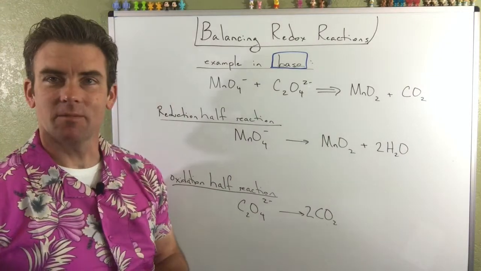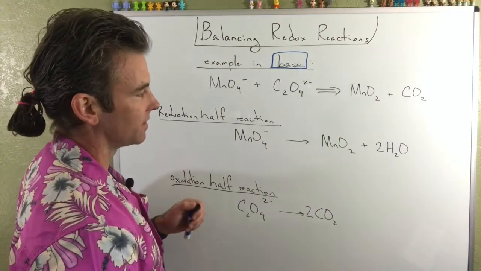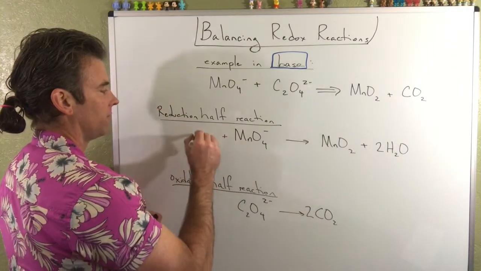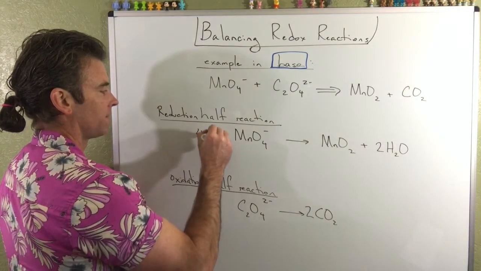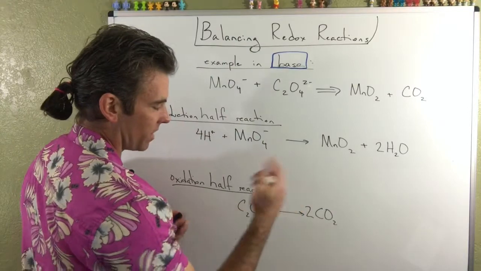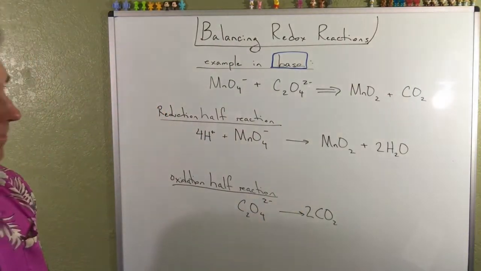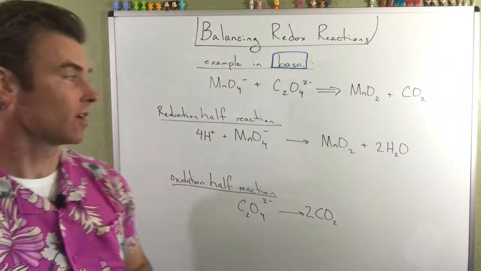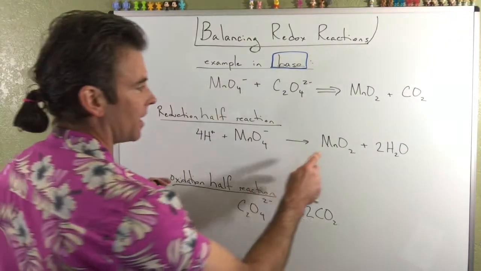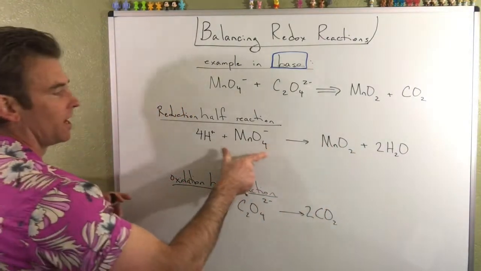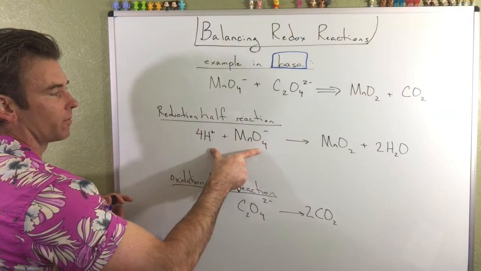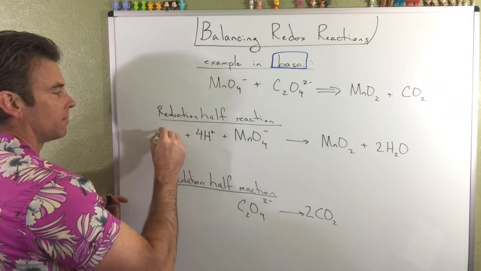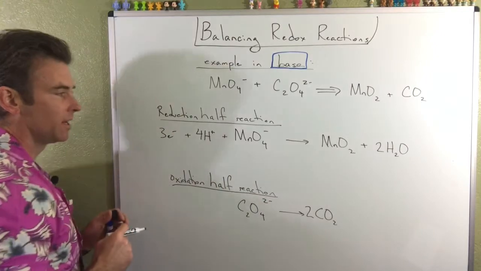Move on to the next one, which is to balance with H pluses. So it looks like we need 4 H pluses over here. Come down here, we have no H pluses, we're good to go. Very next step is to balance the charge with electrons. At this point, I've got a neutral charge here, and I've got an overall 3 plus over here. So that means I'm gonna need 3 electrons over there.